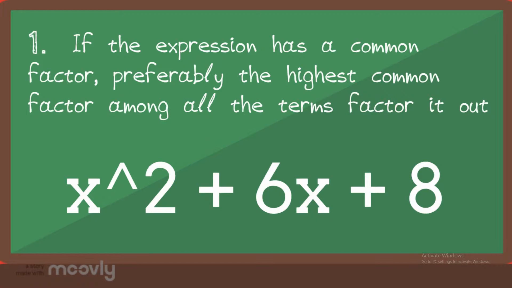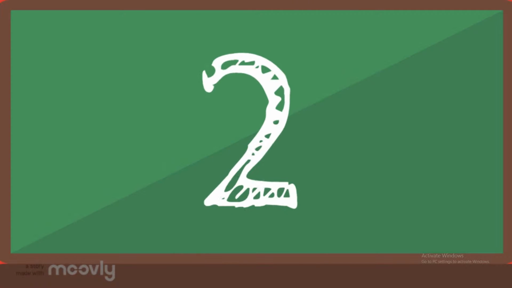If the expression has a common factor, preferably the highest common factor among all the terms, factor it out. The expression we have is x squared plus 6x plus 8. We actually don't need to do this step because if we factor the numbers we have, when we work out more stuff later on, we're not going to get the numbers we need. If you have an equation with much higher numbers like tens or hundreds, then this step comes in really handy. But because our numbers are low, we don't need to factor them out.